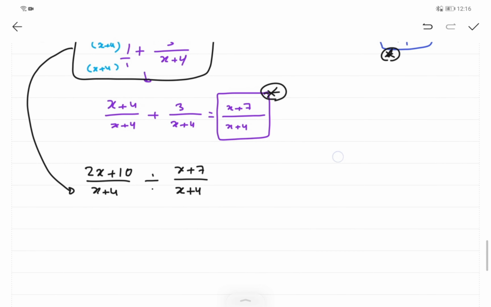Now if you notice, this is exactly like what we have taken previously, dividing two rational expressions. So we need to keep the first one, 2x plus 10 over x plus 4, and change the operation, it becomes multiplication, and we flip. So it becomes x plus 4 over x plus 7.